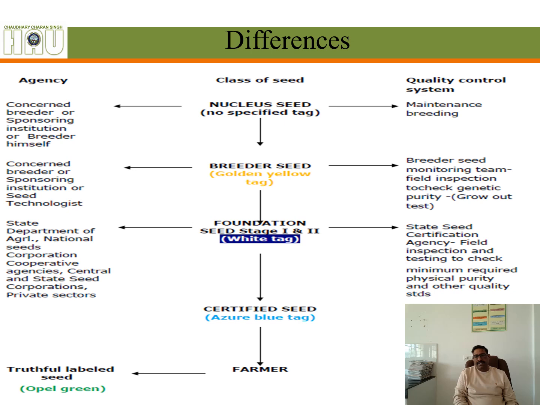The next class is foundation seed with white tags. The State Department, NSC, state seed corporations, and private sectors are responsible for maintaining the quality. Next is certified seed, for which a blue tag is given. The next one is TFL seed, for which an opal green tag is specified, and farmers and cooperative societies can produce this type of seed.